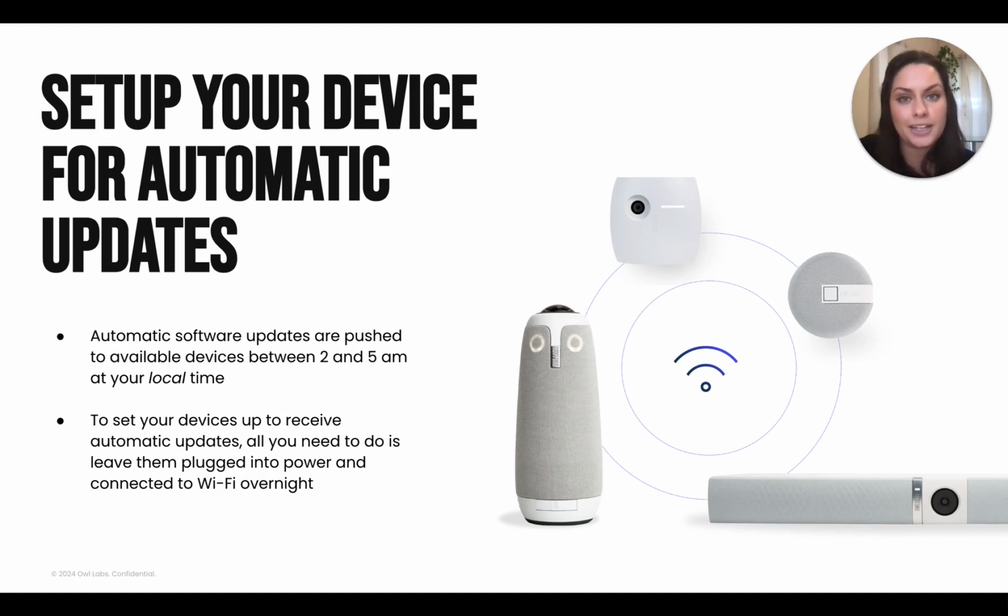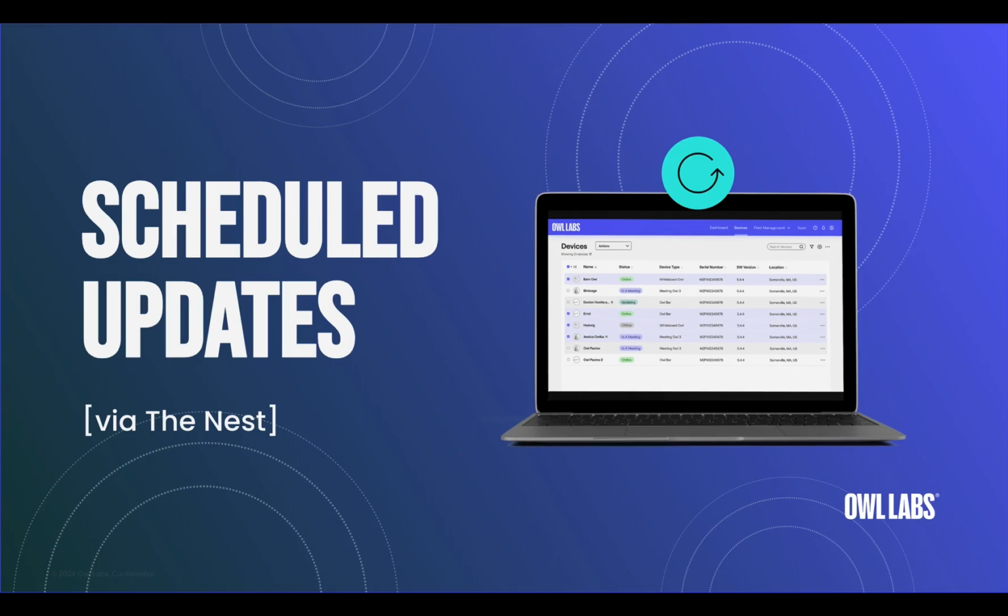The easiest way to keep your devices updated to the latest software version consistently is by letting them receive our automatic software updates that we send overnight between 2 a.m. and 5 a.m. in your local time zone, so you never need to worry about these interrupting a meeting. You can enable your devices to receive these updates by plugging it into power and leaving it connected to Wi-Fi overnight. By the time you get back to your device in the morning, it'll be ready to go with the latest software. With that, let's talk about how to schedule software updates for your devices using the Nest.